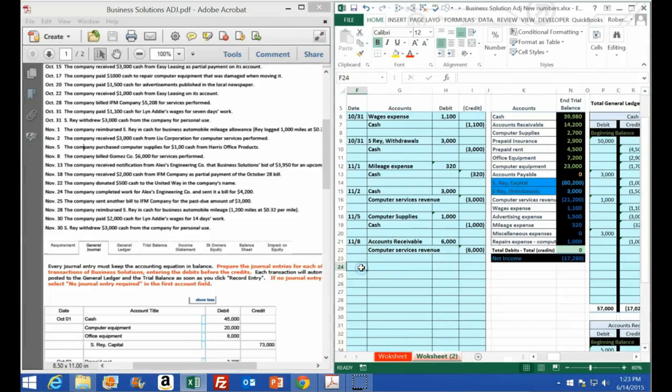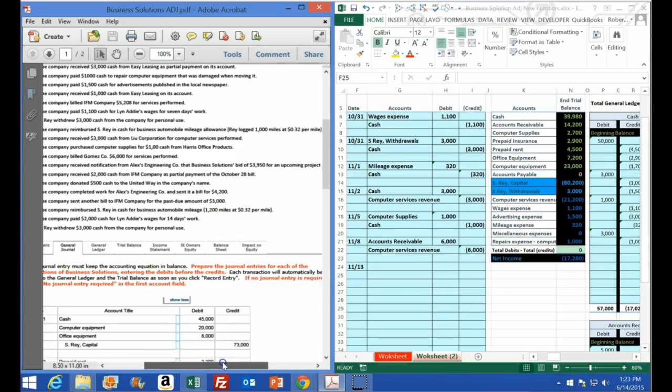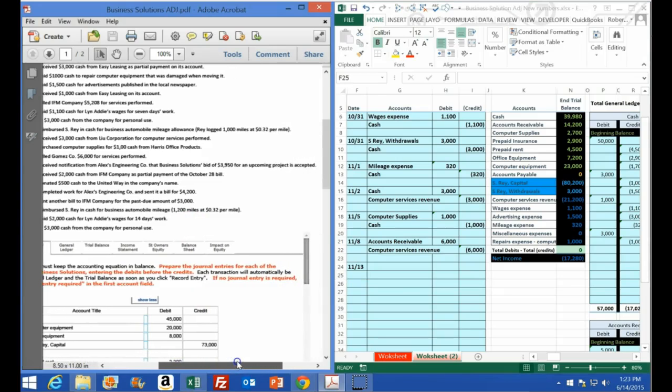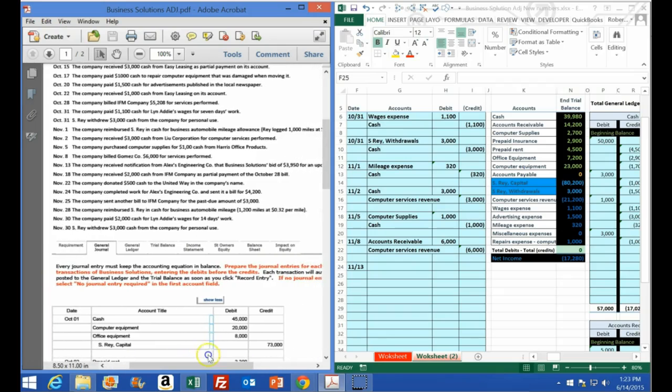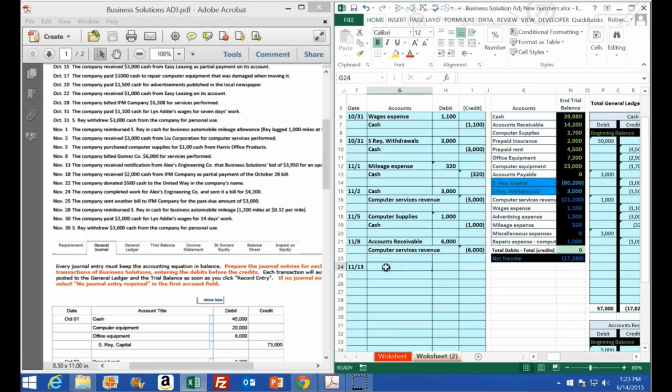We're going to move down to 11.13, which says company received notification from Alex's engineer that the business solution bid of $3,950 for an upcoming project is accepted. So a bid is accepted, and again, that's a kind of a tricky one, meaning we sent a bid in to do work, but we haven't done the work. Therefore, there's no entry now. We're happy that the bid got accepted, meaning we have work in the future, but we don't recognize the revenue until we have done work and thereby earned it.